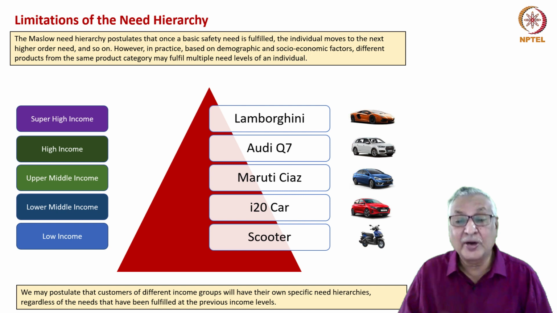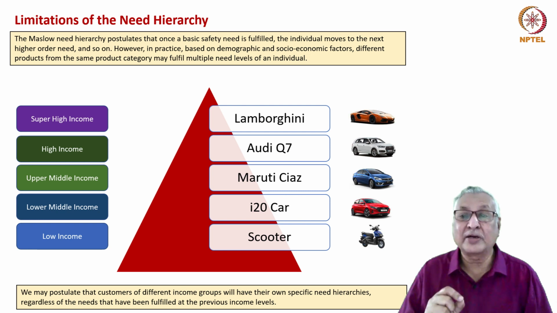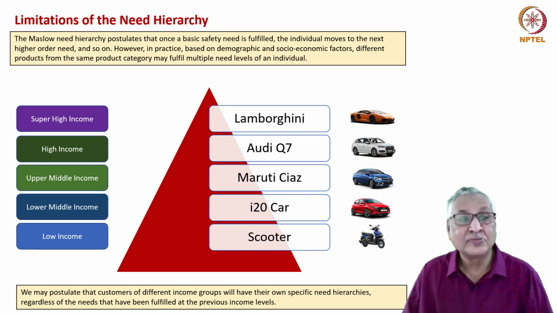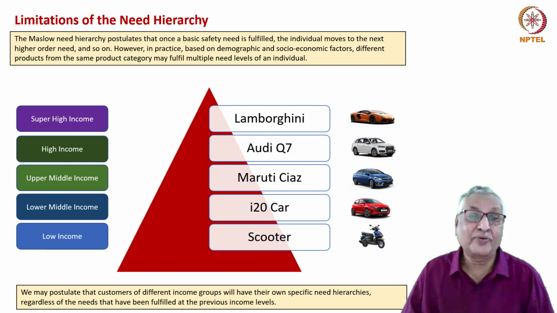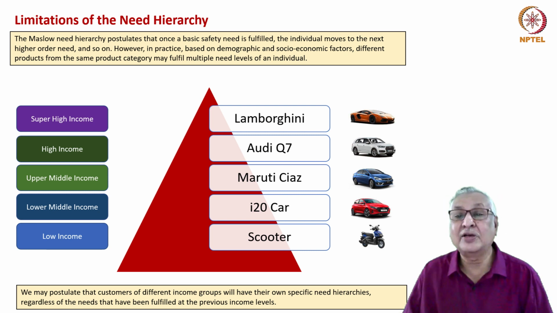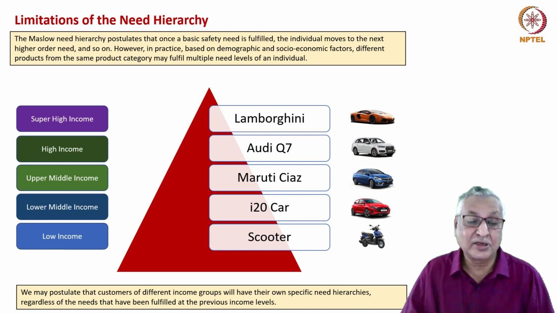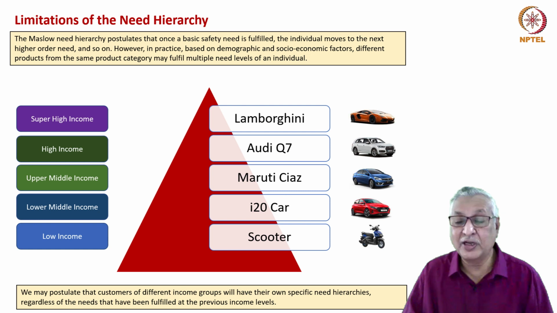However, in practice, particularly in marketing practice, based on demographic and socio-economic factors, different products from the same product category may fulfill multiple need levels of an individual. We may postulate that customers of different income groups will have their own specific need hierarchies, regardless of the needs that have been fulfilled at the previous income levels.